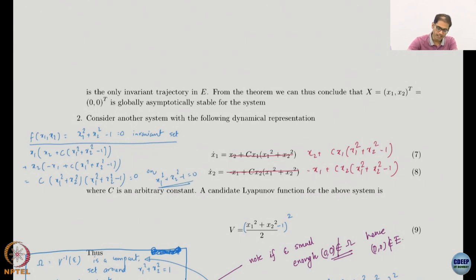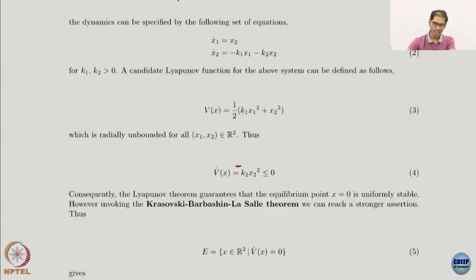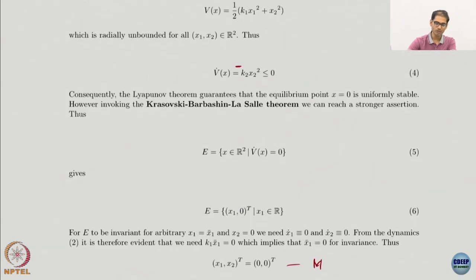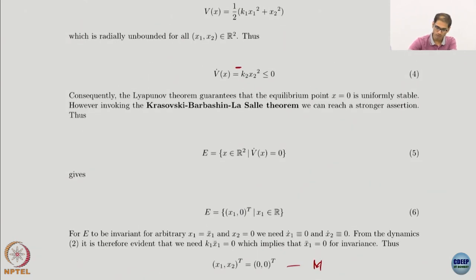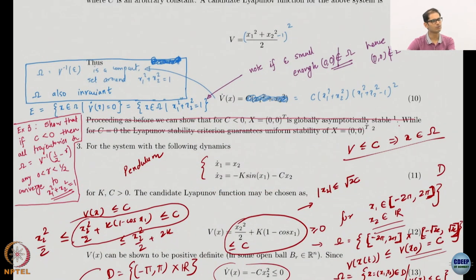Again, it's a linear system. You could very well have computed the eigenvalues and found out that they were negative, and you would have concluded exponential stability. This is just giving you an alternate way, just a way of using this theorem, that's all. You have already seen that I can use it for nonlinear systems also.